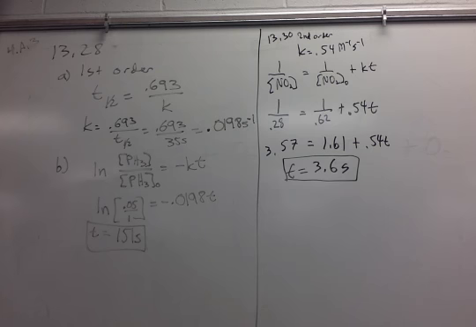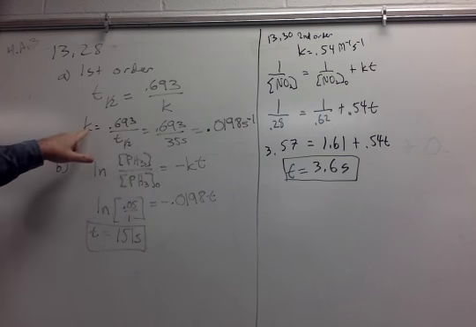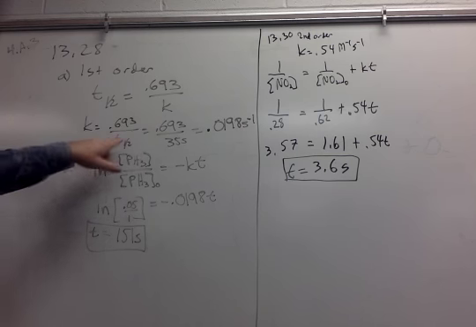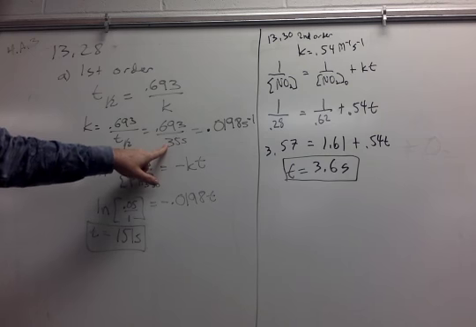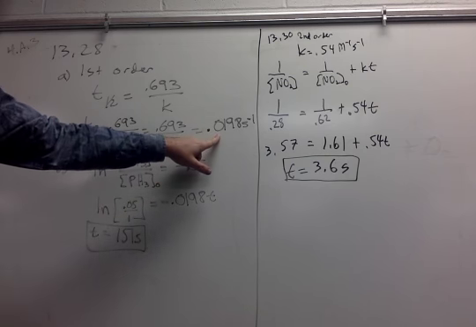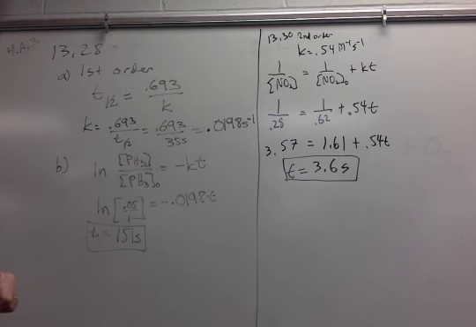Since it's first order, we can use the equation half-life equals 0.693 over k to find the rate constant. Reorganize it algebraically and plug in 0.693 over 35 seconds, and you get 0.0198 per second, seconds to the minus 1. Part B of that question says, what is the time required for 95% of the phosphine to decompose?